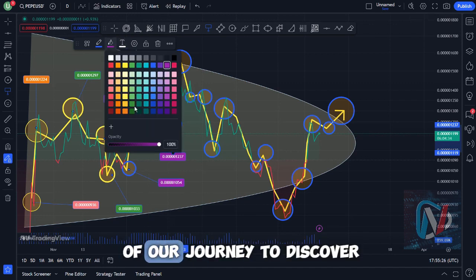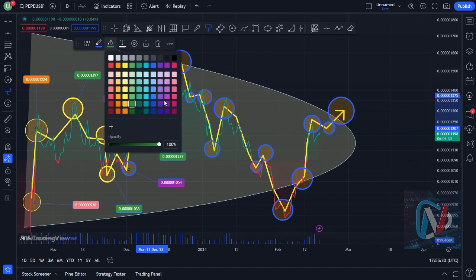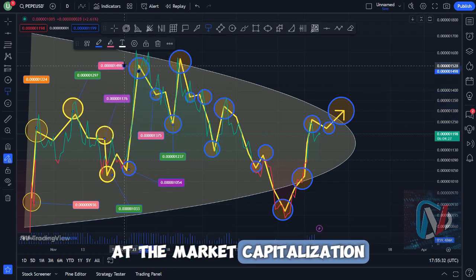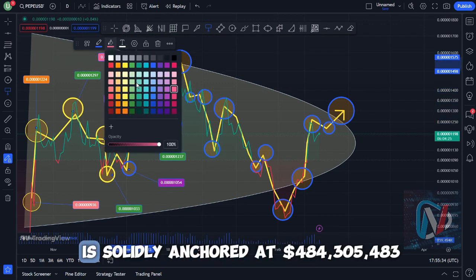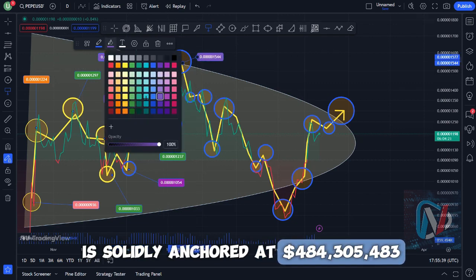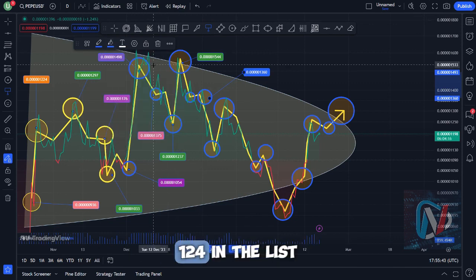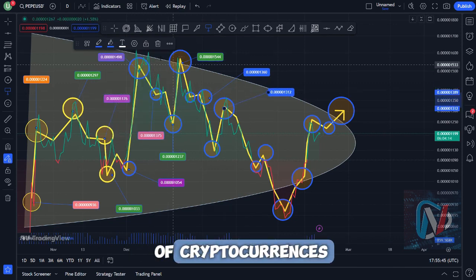This is the beginning of our journey to discover the interesting mysteries that are concealed behind pepecoin. When we take a look at the market capitalization of pepecoin, we notice that it is solidly anchored at $484,305,483, which secures its position at the commendable number 124 in the list of cryptocurrencies.